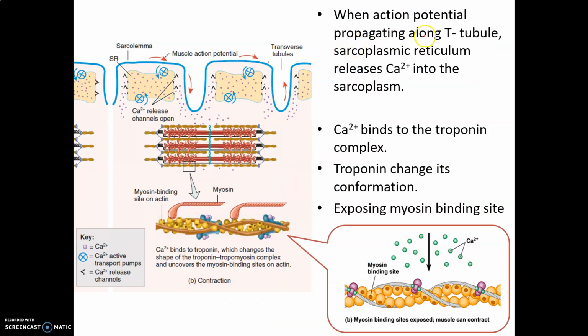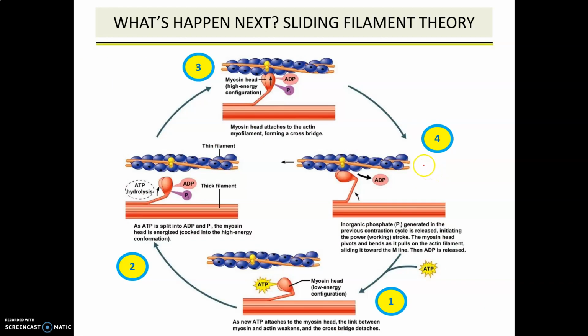When there is an action potential propagating along the T-tubule, the sarcoplasmic reticulum will release calcium ion. Calcium ion will be released from the sarcoplasmic reticulum, and it will bind to the troponin complex on the actin, causing the troponin complex to change its conformation. Now tropomyosin slides away and exposes the myosin binding site on the actin. And what happens next, let's look at this diagram.